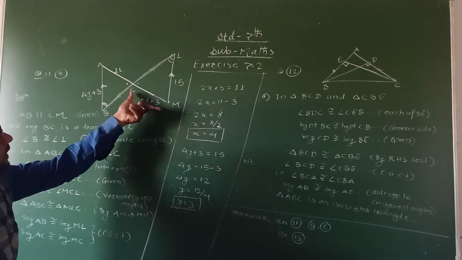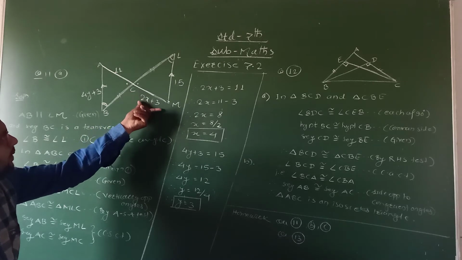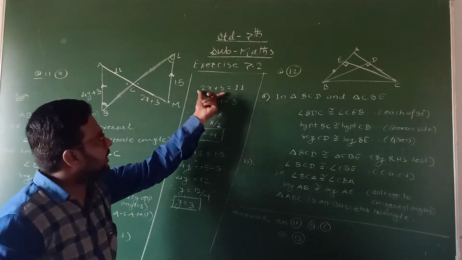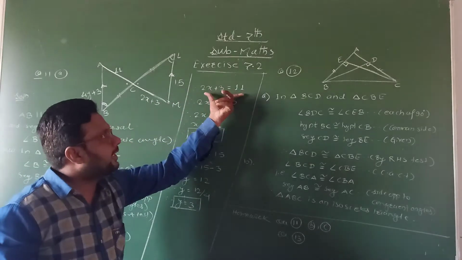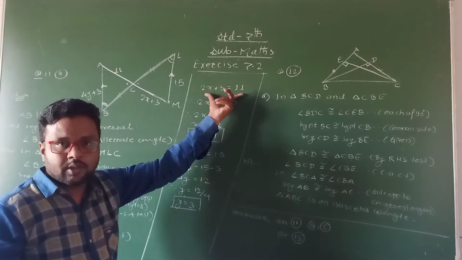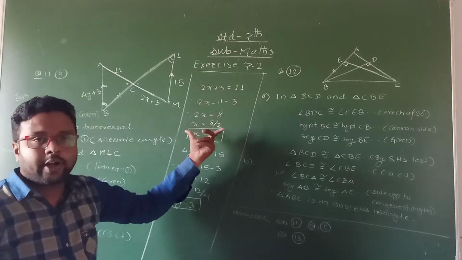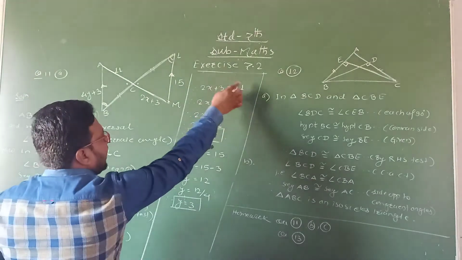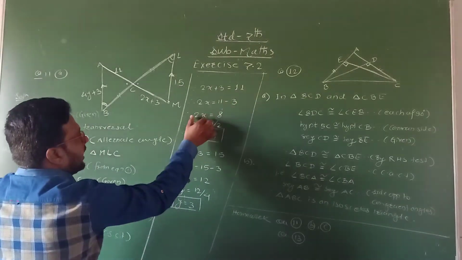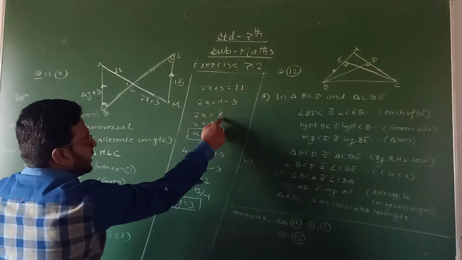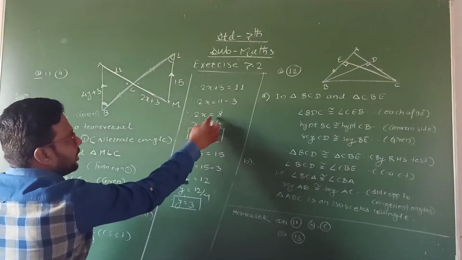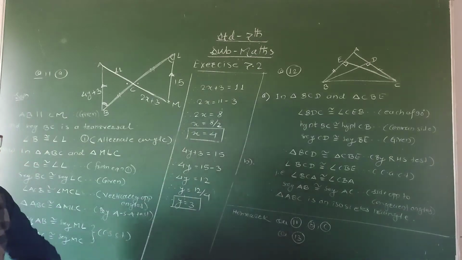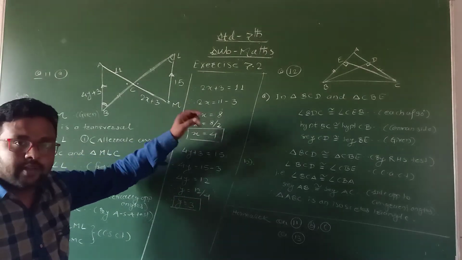Now we write this side as 2x plus 3. This is equal to what? 11. That is 2x plus 3 is equal to 11. In this way, here we get the equation. Now we solve this equation to find the value of variable x. Then 2x is equal to 11 minus 3, we transfer 3 and it becomes minus 3. That is 2x is equal to 11 minus 3, this is equal to 8. Then x is equal to 8 upon 2, we get x is equal to what? 4. This is the value of variable x is equal to 4.